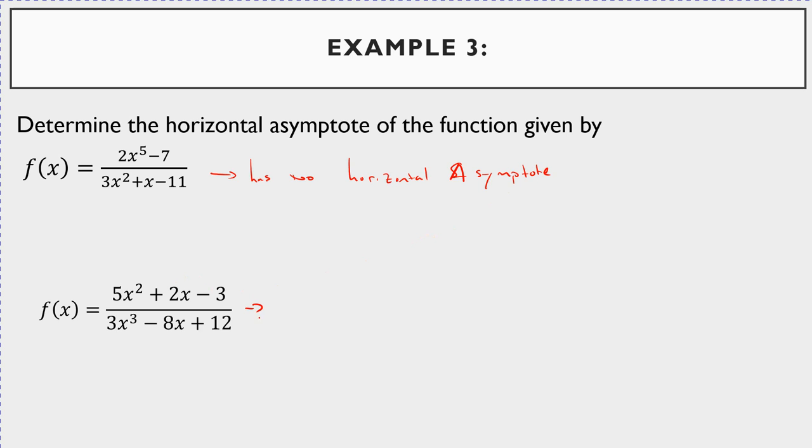Okay, now notice here, remember what I said. So the degree of the numerator is 2, the degree of the denominator is 3. When the degree of the denominator is larger, which it is, this has a horizontal asymptote at y is equal to 0. So if the degree of the denominator is larger, it's just y is equal to 0 as a horizontal asymptote.